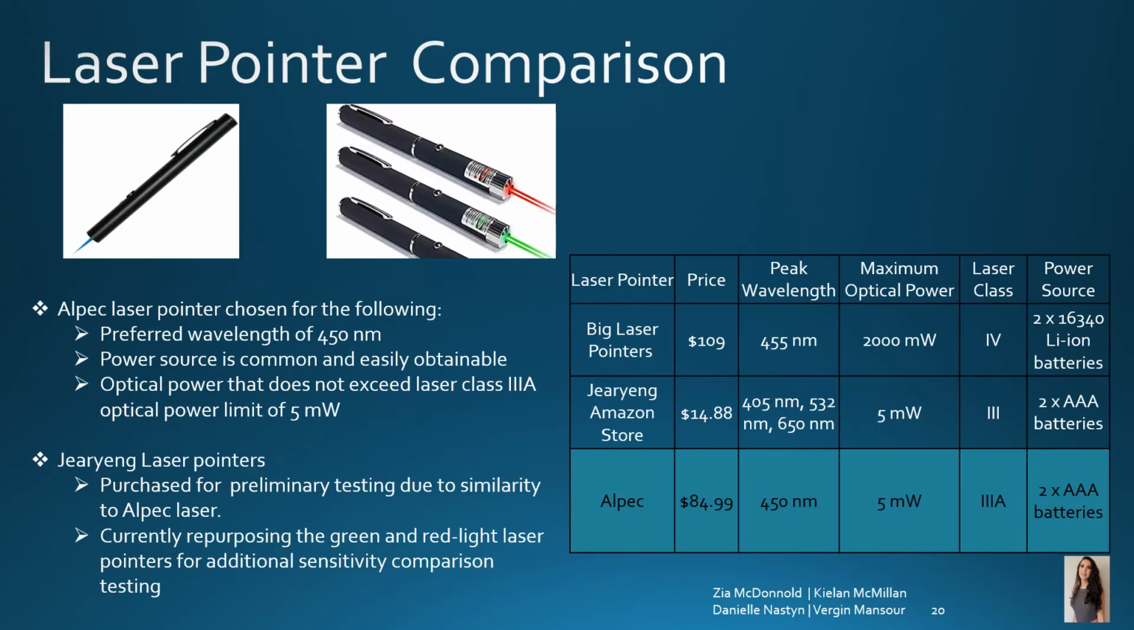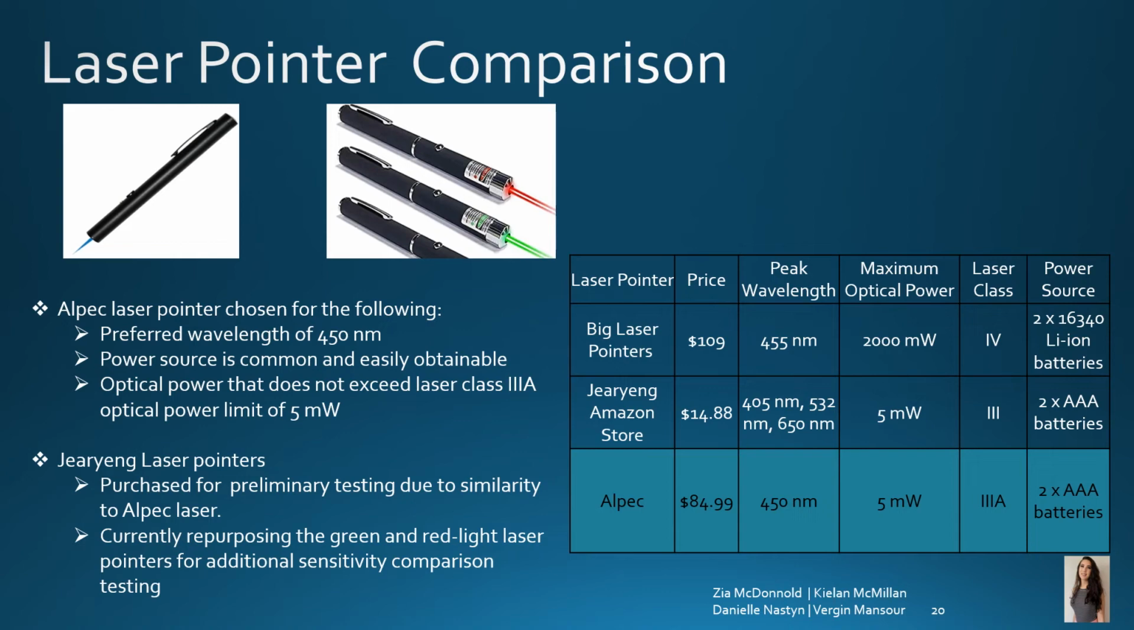The Alpec laser pointer displayed in the left-hand picture was chosen for it operating at chlorophyll A's most absorbed wavelength of 450 nanometers. The power source being a simple pair of easily obtainable AAA batteries, making it easily integratable into a circuit, and for the optical power not exceeding the laser class 3A power limit of 5 milliwatts, at which there is lower risk of serious, potentially permanent injury as long as the beam or its reflections are not looked directly into.